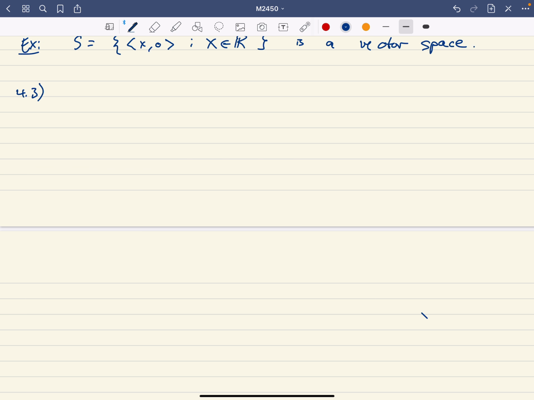All right, next up in section 4.3, we're going to talk about what are called subspaces. Okay, so subspaces. And the idea is that we're going to start off with a vector space V. And we're going to say that a subset, in other words, a collection of some of the elements of V, maybe all of them, but some of them, is a subspace.